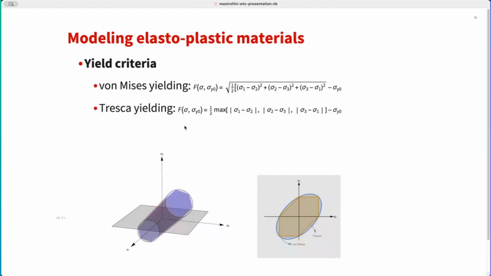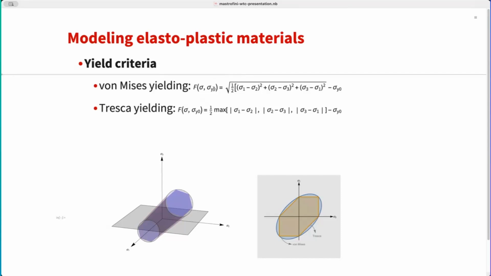Yielding criteria generally can be expressed as a function that gives us a limit based on some measure of the stress. For instance, the von Mises yielding criterion tells us that the material is beyond the elastic limit when the von Mises stress is higher than the yielding stress.